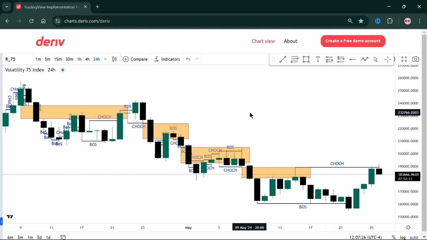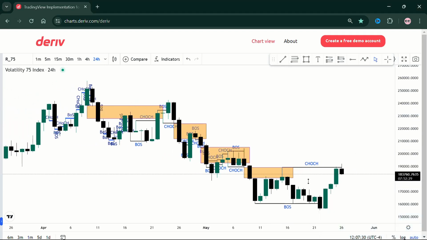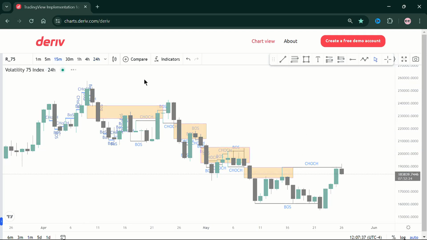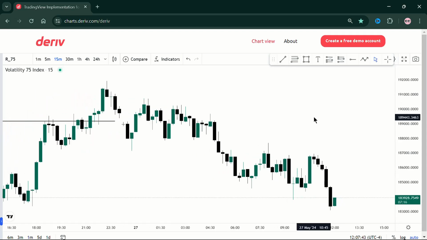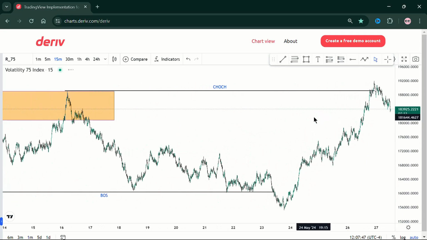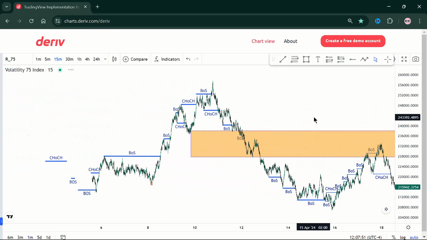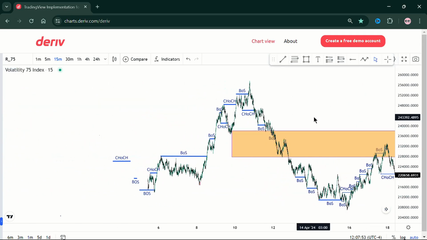All right. So this looks messy, I know. If we go down to the 15-minute chart, okay, this is the 15-minute chart. This is the analysis time frame. And then we just go all the way up. Yeah, this is where we started from.